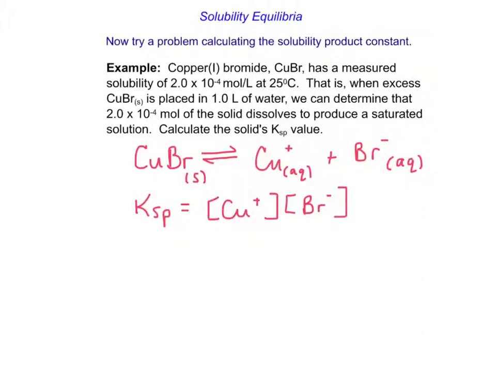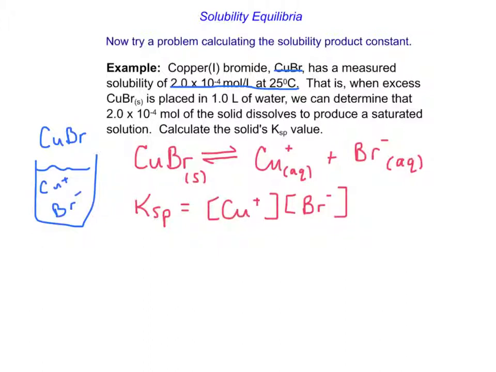Now, we are not given in the problem the concentrations of the copper and the bromide ions, are we? We are only given up here the concentration of the copper bromide. It has a measured solubility of 2.0 times 10 to the negative 4th moles per liter. If we have our little beaker and we are dissolving the copper bromide in it, we know that we are going to get some copper ions and some bromide ions.